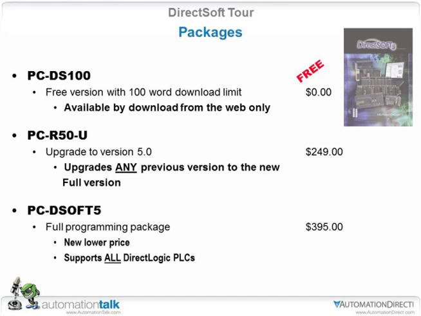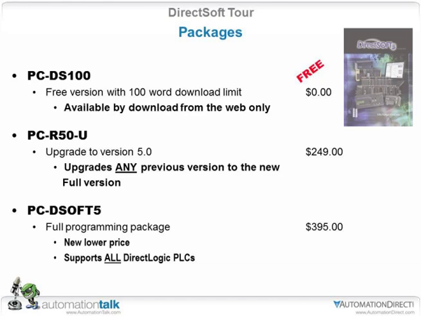The next one is the upgrade. In the past, you had to show proof that you had bought every upgrade through the works. So if you had version 1 and we were offering version 4, you had to buy version 2 and 3 before you could get to 4. Well, now if you have version 1, all you got to do is pay $249. We'll give you the latest DirectSoft5. If you had any of them, it's just a one-time fee, $249. You get the latest. And then if you don't have one, just buying it is $395.